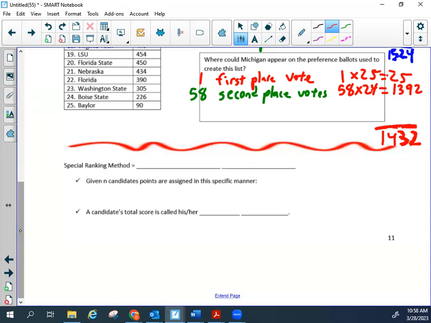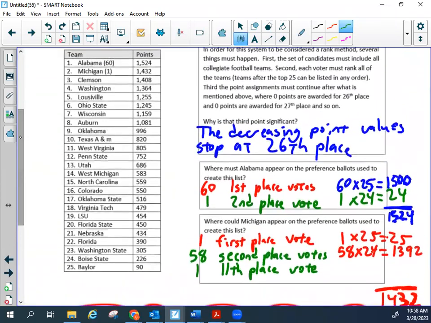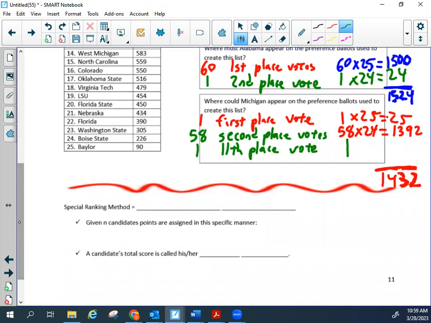Then I gave them 1 11th place vote. Now think about an 11th place vote. How many points is that worth? Well, if 1 is worth 25, then 24, 23, 22, 21, 20, 19, 18, 17, 16, 15. So 11th place is worth 15 points. So that's 1 vote worth 15 points.